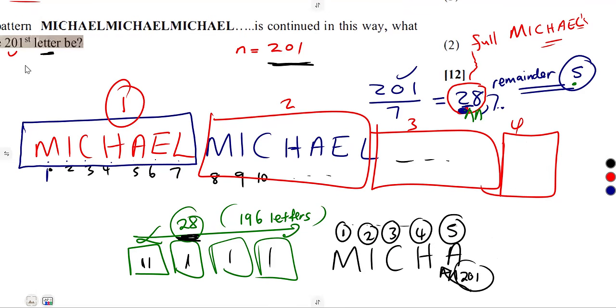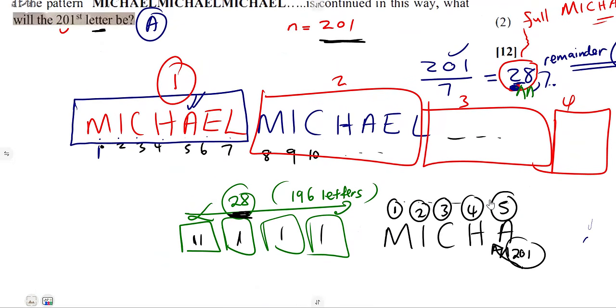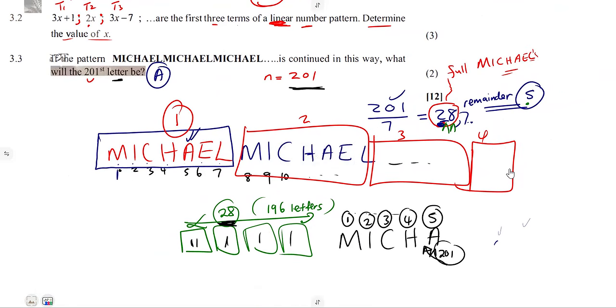So the 201 term is going to be A. Therefore, the letter will be A. So that is the condition. You take the remainder, you divide 201 divided by 7, 28, remainder 5. So the remainder 5, you count it 1, 2, 3, 4, 5. You see that the letter is A. All right, so that is how you play around. This one was just like those questions that you just study and see how you can play around with this question, guys. Okay, just study it, go through that.